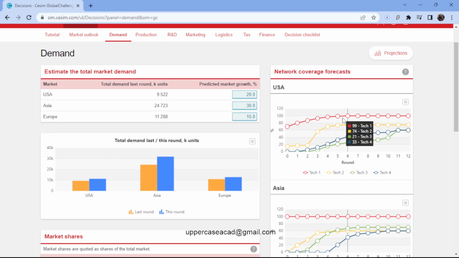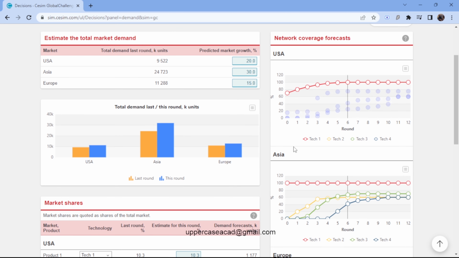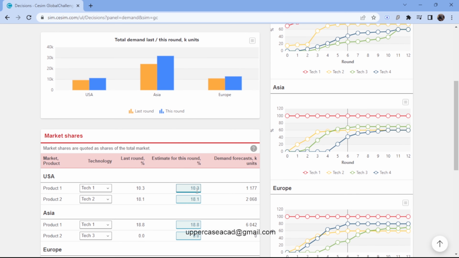With CESIM market analysis, we predicted that Product 1, based on Tech 1, will approximately cover 9.9%. Then for Product 2, which is utilizing Tech 2, we estimate to secure a market share of about 17.5% in this round.